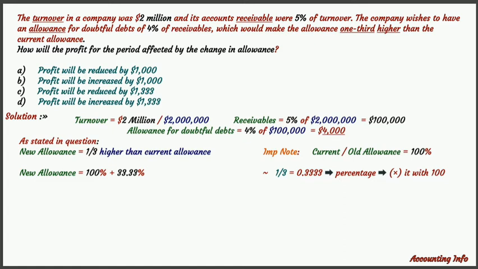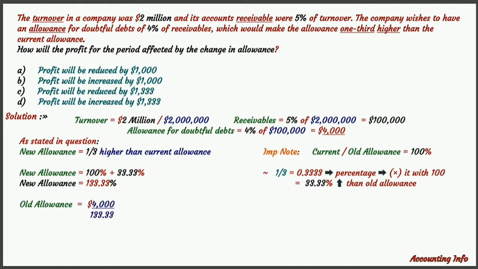So the new allowance is 33.33% higher, and the percentage of the new allowance is 133.33%. And the old allowance is 100%, and we have only the value of the new allowance, that is $4,000. So now we calculate the old one by a simple mathematical formula. Old allowance equals new allowance of $4,000 divided by 133.33 and multiplied by 100. And we get the old one, that is $3,000.